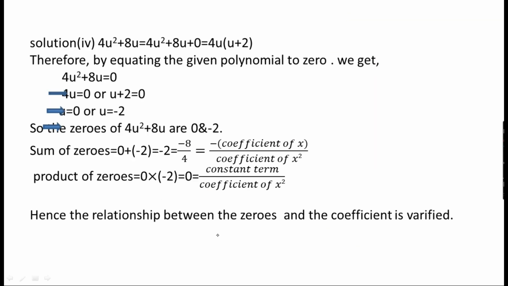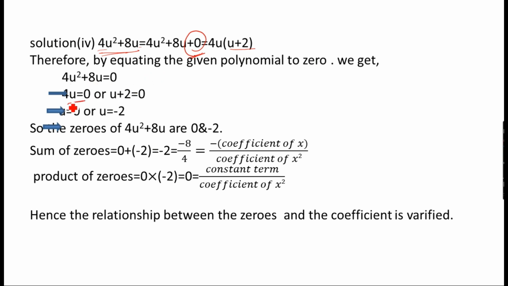Now, let's come to part 4 of this question. We have 4u square plus 8u, which is equal to 4u square plus 8u plus 0. Here we have taken the constant term as 0 because the constant term is not mentioned in this problem. We take u common from this term, we get u times 4u plus 8. On equating to 0, 4u square plus 8u is equal to 0.